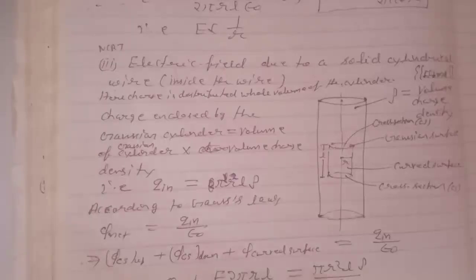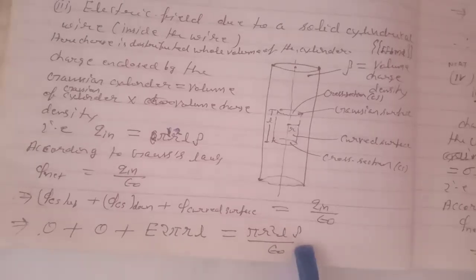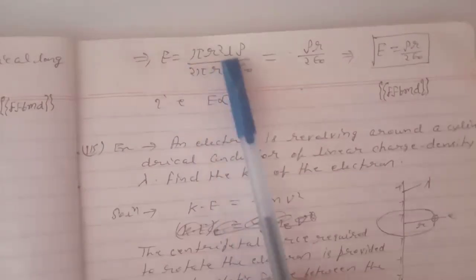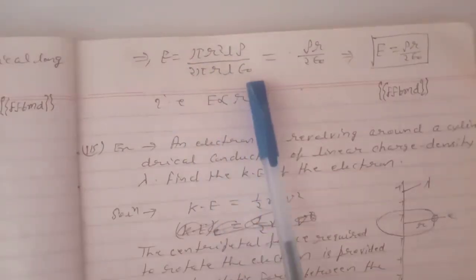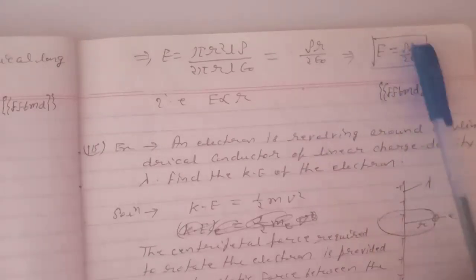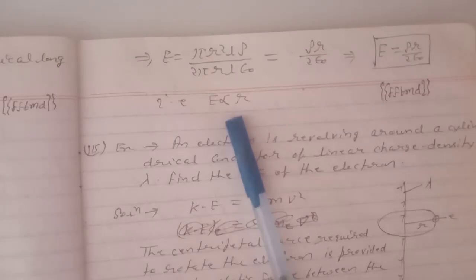So E into 2 pi r L equals Q in by epsilon naught, where Q in is pi r square L rho. Hence E equals pi r square L rho by 2 pi r L epsilon naught, or E equals rho r by 2 epsilon naught. That is, E is proportional to r in this case.